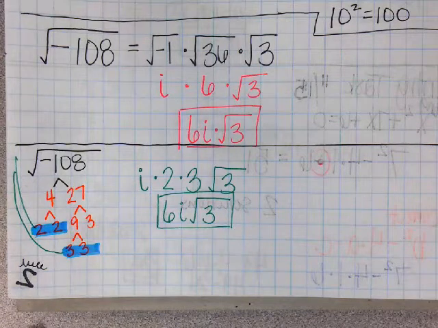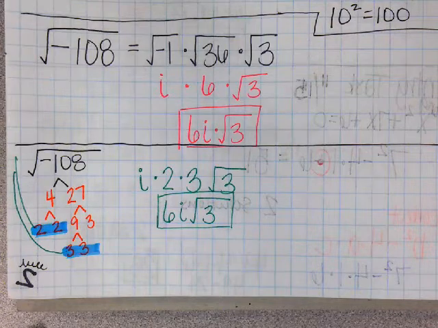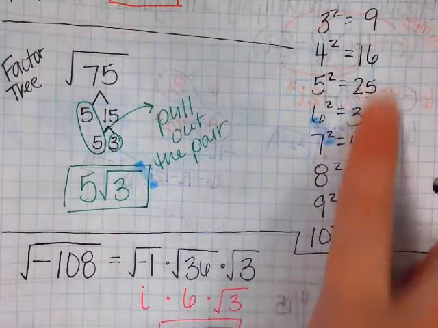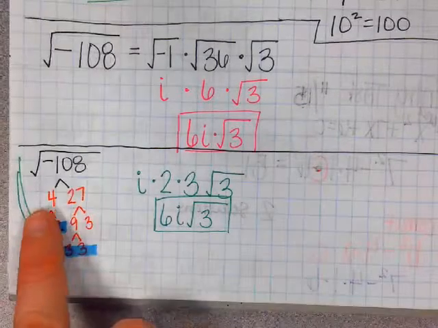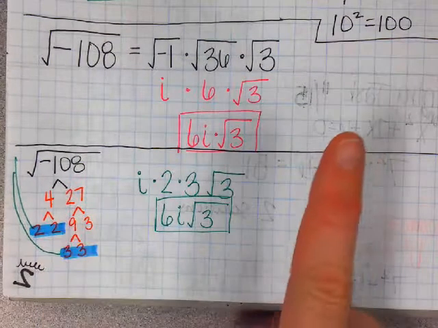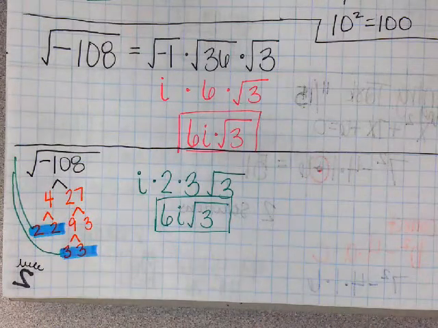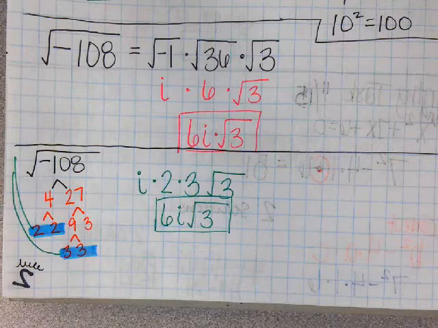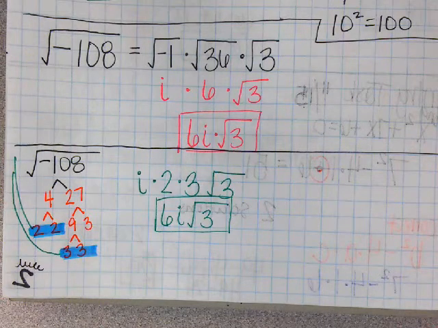So notice it gave you the same answer. I really don't care which way you do it. In this case, usually I think one is easier, but in this case, I don't think one is easier than the other. This one you have to know how to do, or you have to know all these perfect squares. This one you just have to start dividing. It probably takes a little bit more time if you don't know the perfect squares, but it's not that big of a deal. Okay, so that is how to reduce and simplify radicals.